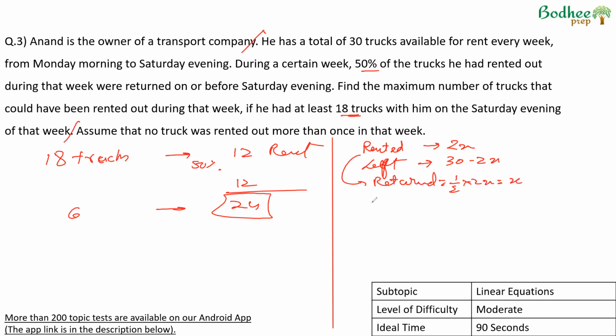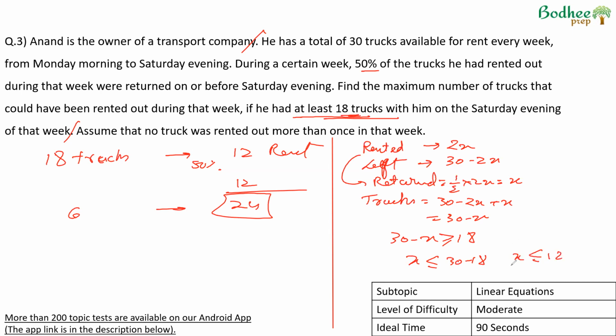And therefore, number of trucks now available will be initially the ones that were not rented plus the one returned, that is 30 minus x. It says at least 18 trucks are there, therefore 30 minus x is greater than equal to 18, and from here we'll get x is less than equal to 30 minus 18, or x is less than equal to 12. So the maximum value that x can take is 12, in which case the number of rented trucks would be 24. Even if I'm doing the entire thing, should not take more than a minute and a half or maximum 2 minutes.